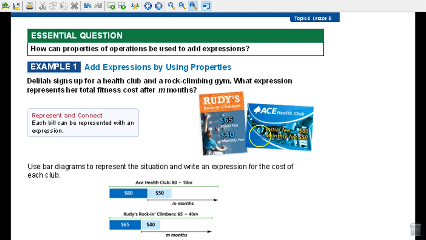So the initial fee is a one-time fee that's like, oh, I'm joining a gym, I have to pay this one time, and then from then on, I pay monthly fees. Okay? So the expression for Ace Health Club would be $50 per month, 50M, the M stands for the amount of months that Delilah is paying for, plus the initial fee of $80. Okay? Now Rudy's Rockin' Climbers is $40 a month, so 40M plus 65. Okay, that's $65 for the initial fee, $40 a month.